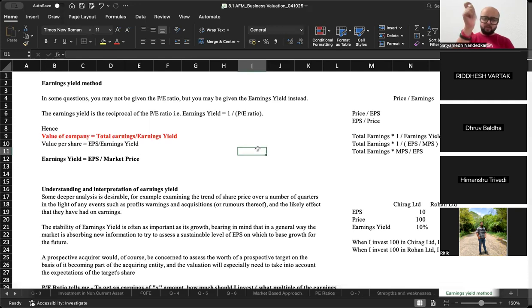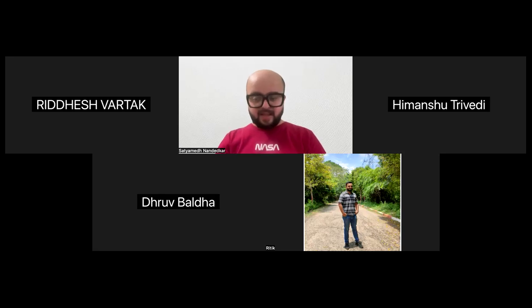Okay. Now, one more method for calculating the price per share and consequently the value of the business, that is the earnings yield method। Earnings yield जो है, that is the reciprocal of PE ratio। ठीक है, PE ratio is price upon earnings. Earnings yield ratio is EPS upon price. Okay. And value of the company is total earnings divided by earnings yield. So if earnings yield is given to you, value of the company will be total earnings divided by the earnings yield. As I told you, it is the reciprocal of the PE ratio.